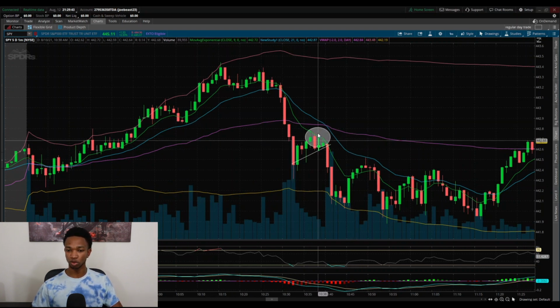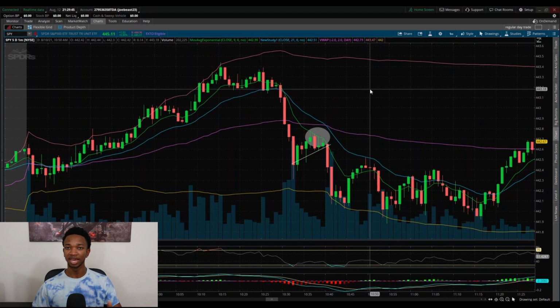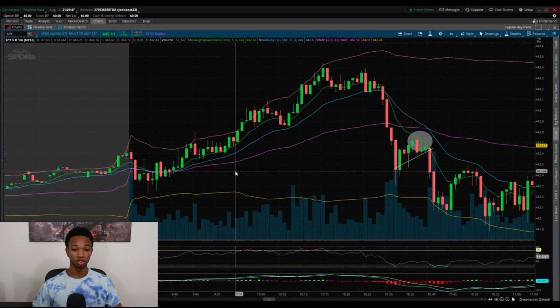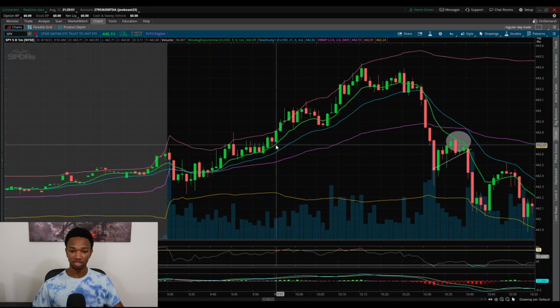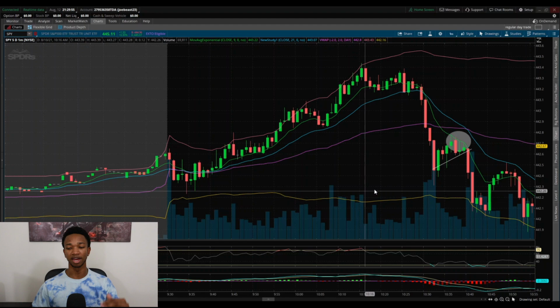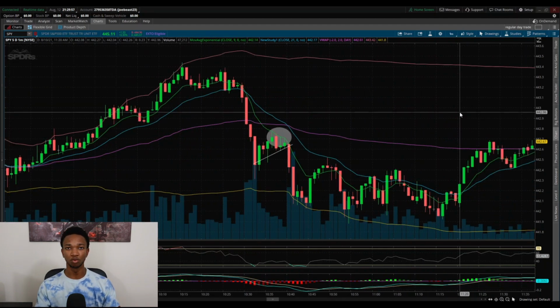So that's another example of how you can use the 9 EMA. As I said before, it works with support as well. In the beginning, SPY was uptrending. As we can see, it's hugging that 9 EMA and slowly going up even higher. That is exactly what I like to look for when I'm day trading with the 9 EMA.